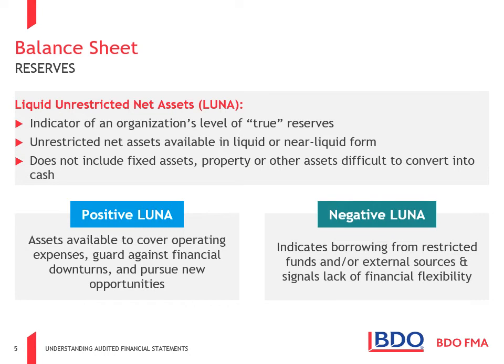If we have negative LUNA, and that's actually possible, and we'll talk about and look at that in a moment, that indicates that we have actually borrowed from restricted funds or from external sources in order to pay for our expenses. And that shows a lack of financial flexibility. Not many reserves, or really no reserves at all, if we have a negative LUNA position.